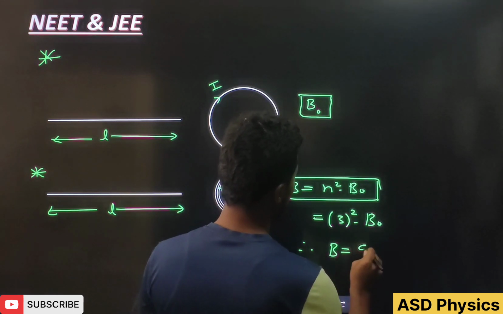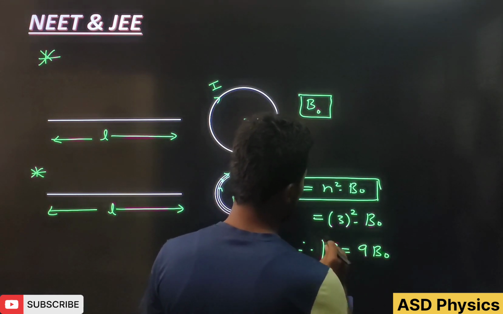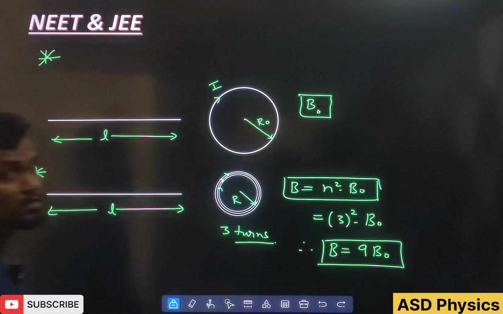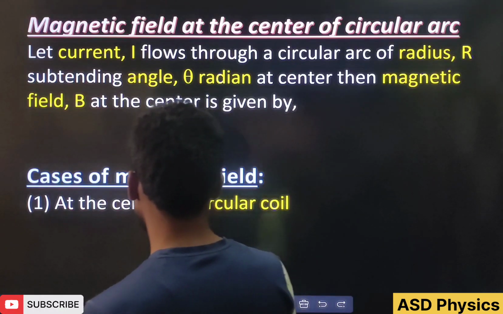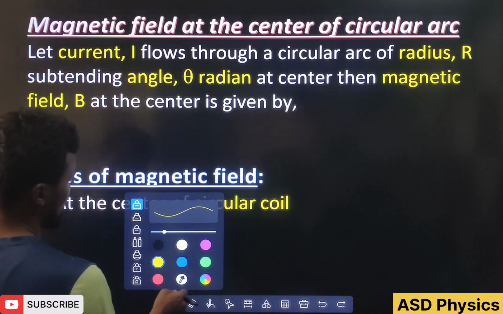Hence the magnetic field will come here as 9 B naught. So when the length of the wire is fixed, we have to use the formula N square B naught here. Great. Now students, let's see here, we are going to see some arcs and all that.